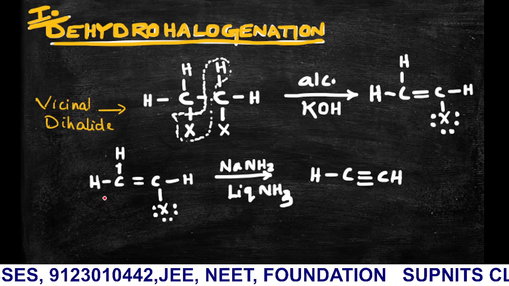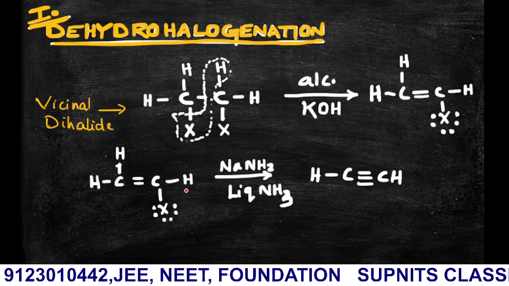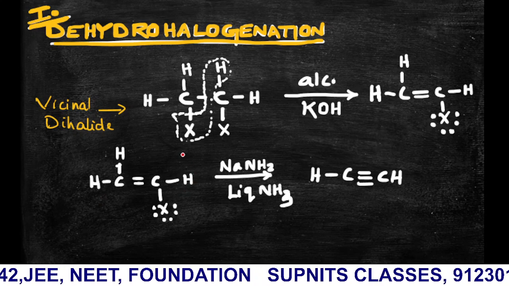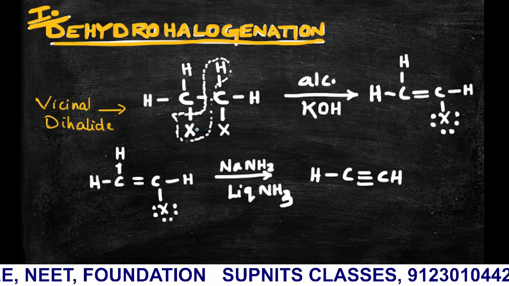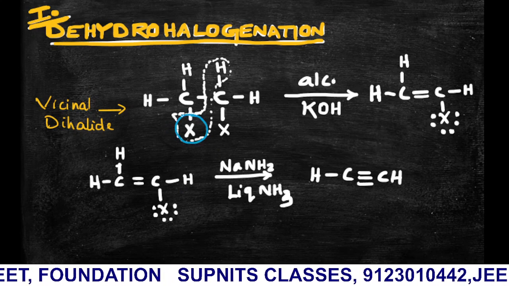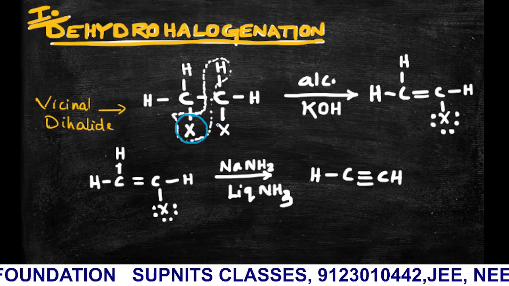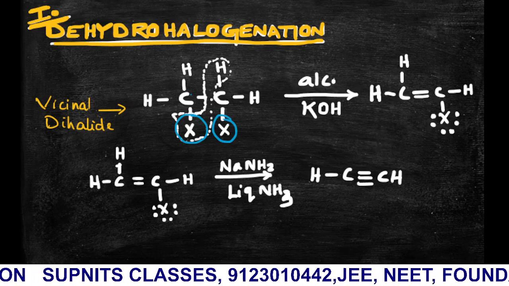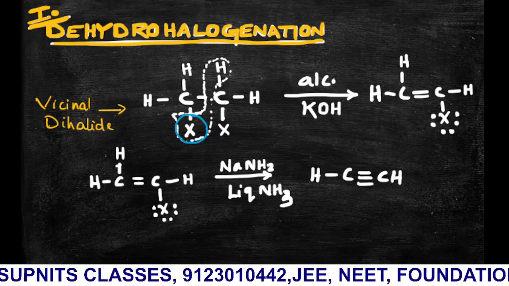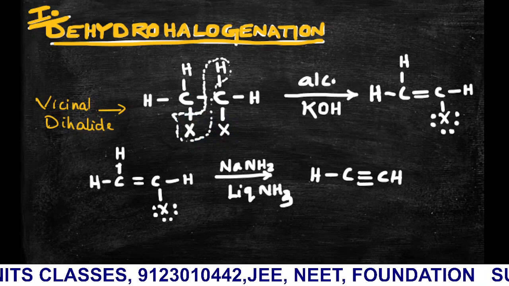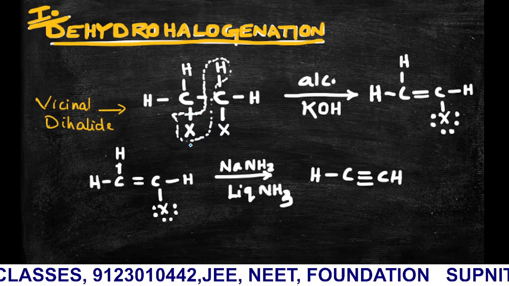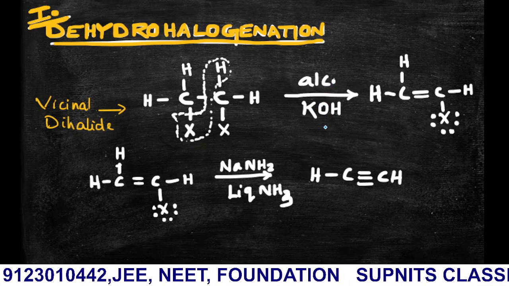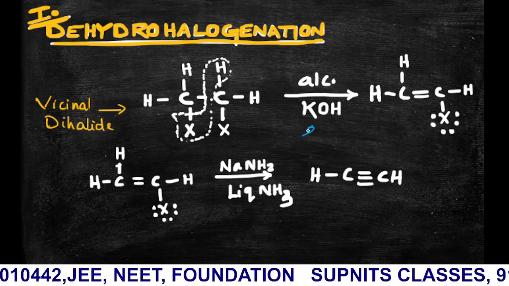Vicinal dihalides are the dihalides where halogen atoms are attached to carbons which are adjacent to one another. Like we can see over here, this halogen is attached to this carbon and the adjacent carbon has another halogen. This type of dihalide is called a vicinal dihalide. In this vicinal dihalide, we have taken alcoholic KOH. Alcoholic KOH promotes elimination reaction.